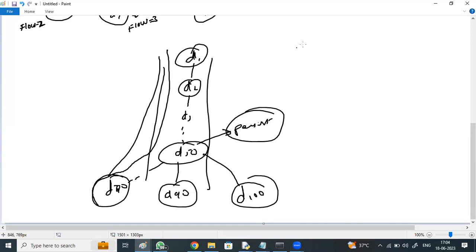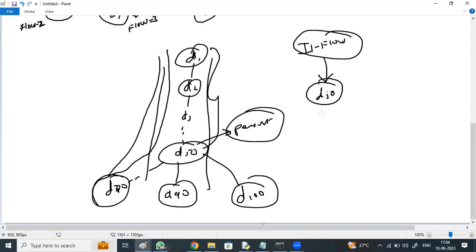Whenever you execute the second flow, where will you start? Since you persisted D50, you start from D50 onwards. No need to execute the first 50 steps. The transformation of D50 is reused and you go directly to D90. So 50 steps are decreased, from D1 to D50.